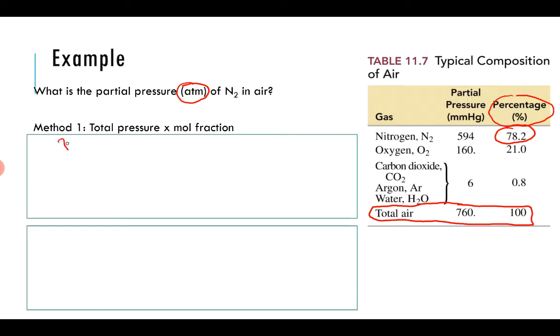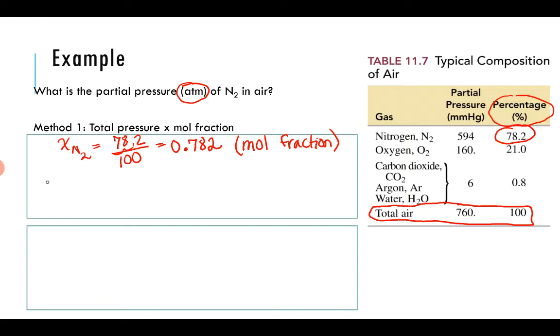And so my mole fraction of N2 will be equal to the 78.2 converted back into a decimal. I can do that by dividing by 100. That's going to move the decimal place over twice, so that I end up with 0.782. So then that's my mole fraction. Mole fraction doesn't have any units because moles divided by moles cancels out.